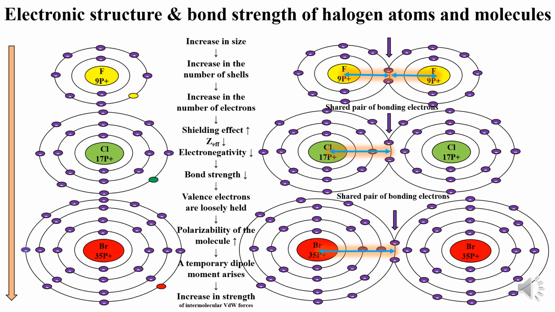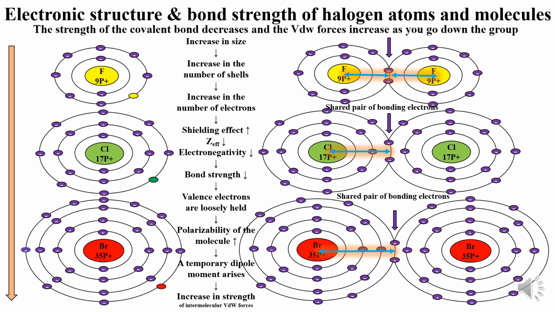And as a result, the shared pair of bonding electrons are loosely held, and thereby the bond strength weakens or decreases down the group. So now the valence electrons that are actively participating in the bond formation between the halogen atoms are loosely held. The polarizability of the molecule increases, a temporary dipole moment arises, and there is an increase in the strength of the intermolecular van der Waals forces. So the strength of the covalent bond decreases, and the van der Waals force increases as you go down the group.